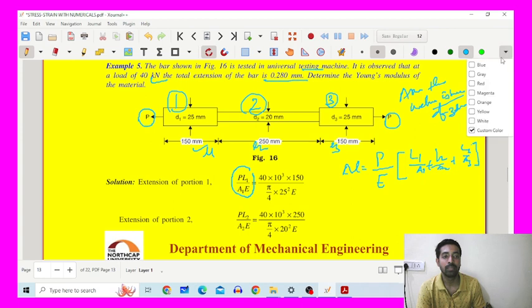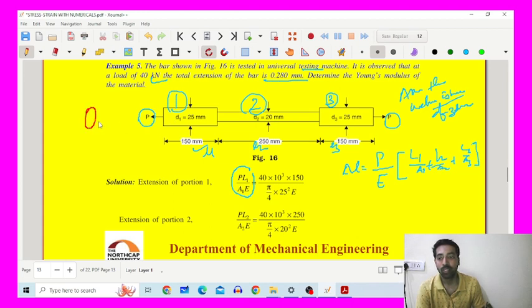So length is given. Accordingly, area you can calculate, because since the diameter is given, the cross section comes to be pi d square upon 4. So the diameter is given, you can calculate the area. Already length 1, length 2, length 3 are mentioned for each section. A1 you can calculate, A2 calculate, A3 calculate. Get the value of this particular P upon E term.